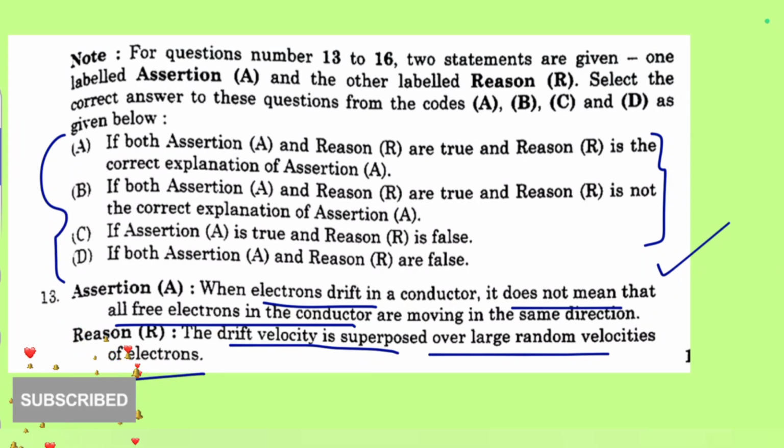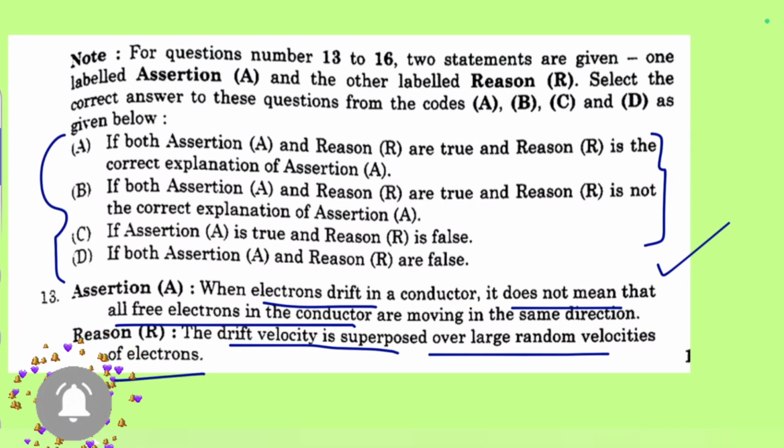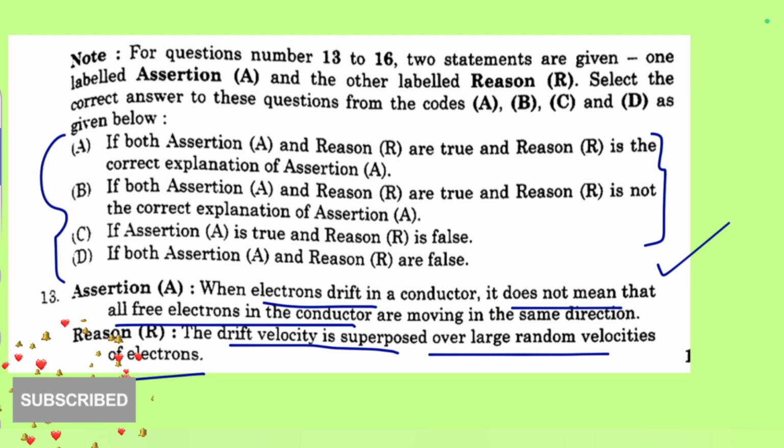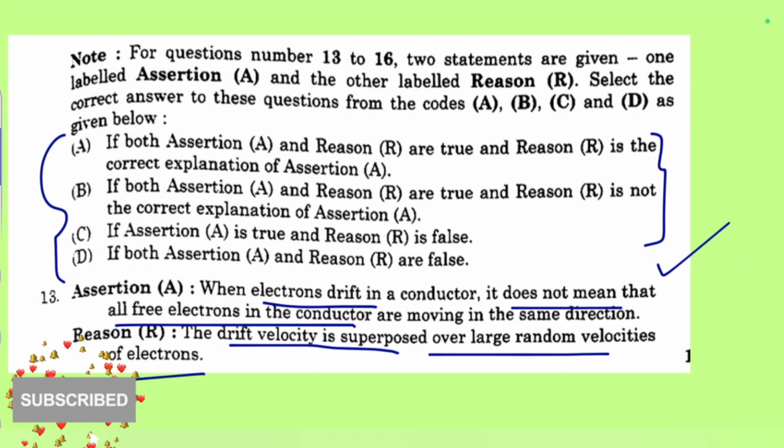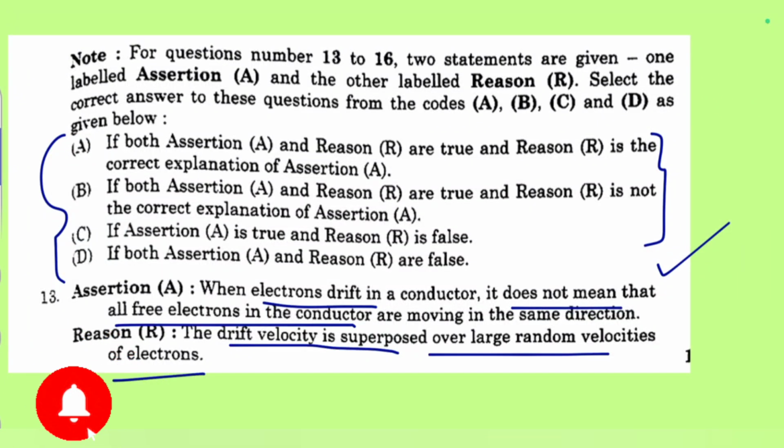Whenever we individually look at the velocity of an electron, that individual velocity will be different for each and every electron. In any conductor, if there are n number of electrons moving here and there, we are not able to calculate the velocity of each and every electron.